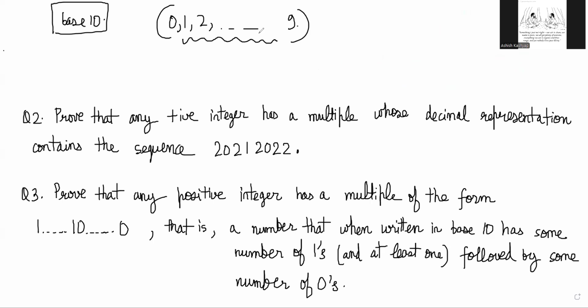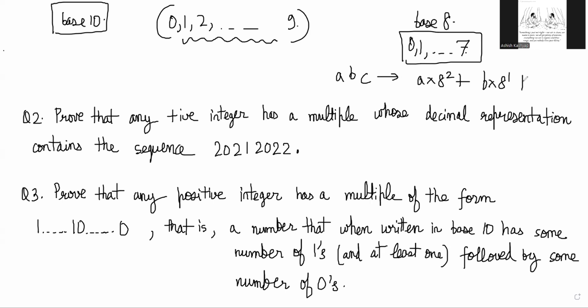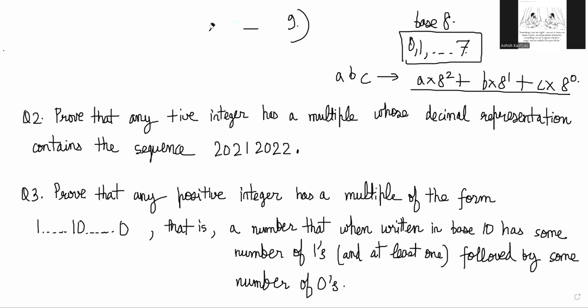There are many different types of bases that can be used. Base 12, base 8, base 16. All of these are used in certain contexts. If you are using base 8, the digits available to you are 0 to 7. Any number in base 8 will be written as a into 8 square plus b into 8 power 1 plus c into 8 power 0. Any number in base 2 will use only digits 0 and 1. There is nothing special about 10 other than the fact that we had 10 fingers, so we were used to counting till 10.